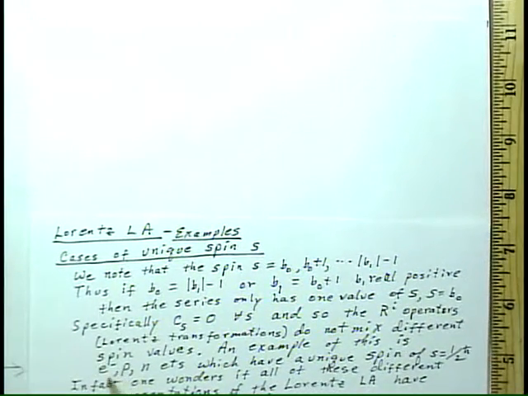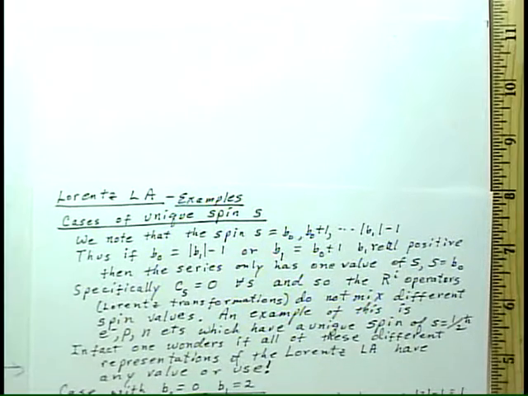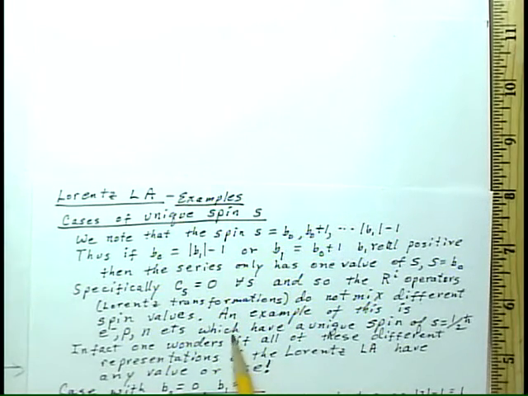If we return then to the formulas that we had for the coefficients CS, then we'll see that all of the CS vanish for all S, and therefore the Lorentz operators Ri do not mix any of the spin values from one spin value to another one. Certainly an example of this is the spin for the representations for the electron, the proton, the neutron, and so forth, which have a unique spin of 1/2 h bar.